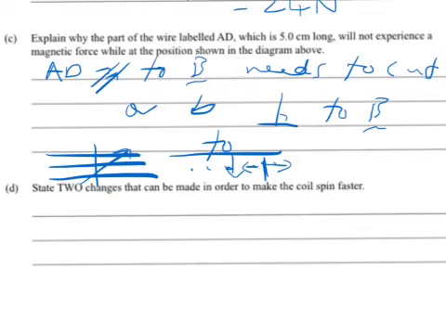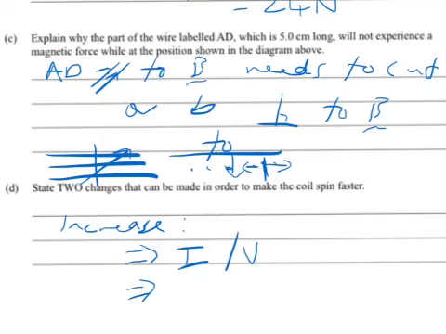It's parallel to it. D, state 2 changes that can be made in order to make the coil spin faster. A number of things you could do. You could increase the current in the coil, which would be done by increasing the voltage. You could increase the number of turns, and you could also, I suppose, you would assume certain things are fixed, but you could increase the magnetic field, use a stronger magnet as well. Okay.